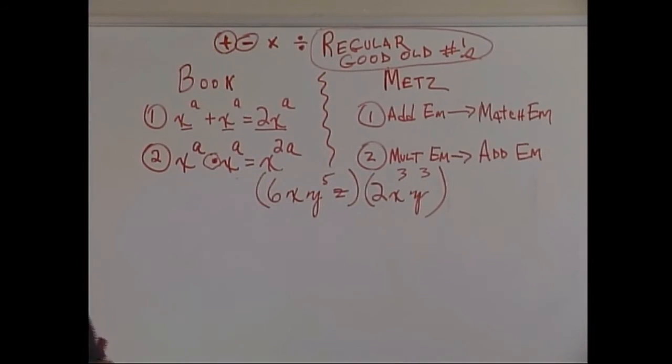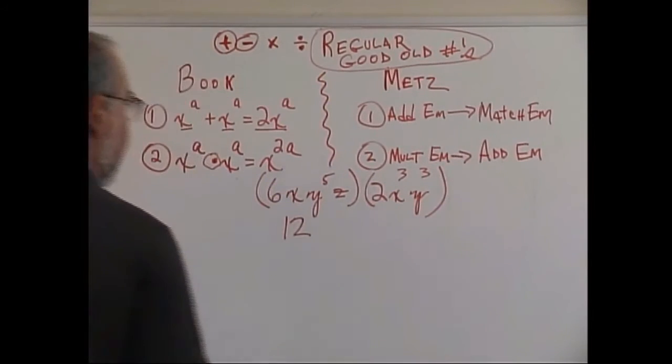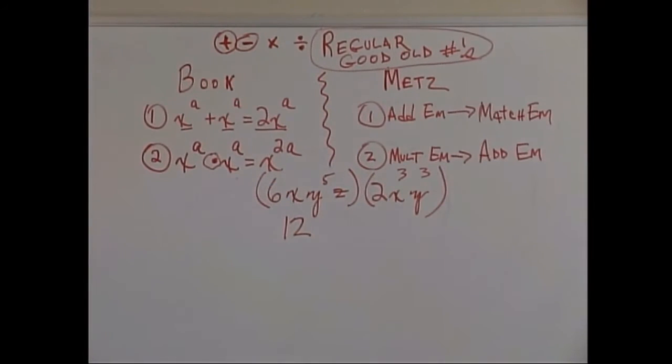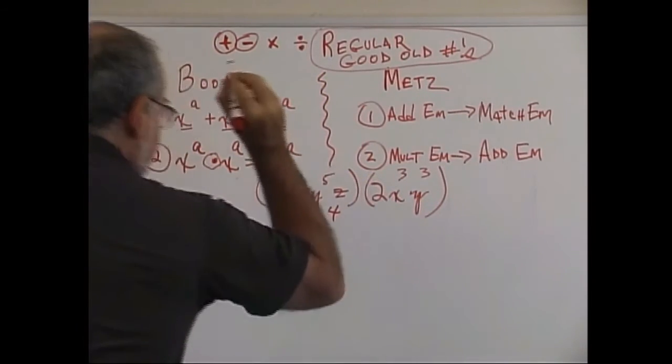Next example, 6xy to the fifth z times 2x to the third y to the third. Can we multiply? Well, don't even think about it. Just do it. You can always do these party animals. 6 times 2 is 12. Okay, take a minute and tell me what to put by the x. What am I multiplying? I'm multiplying x times x to the third. What does that give you? Hopefully you told me x to the 4. You got to remember there's a 1 here.